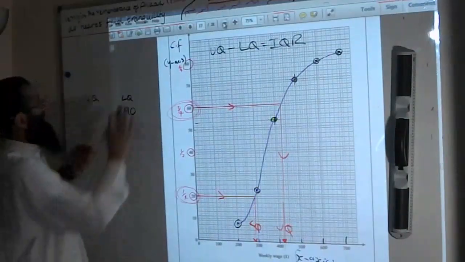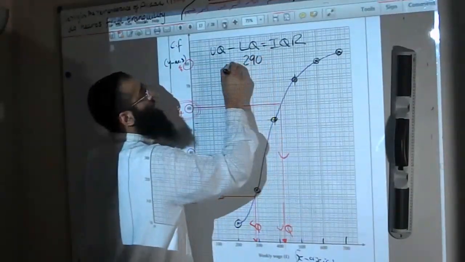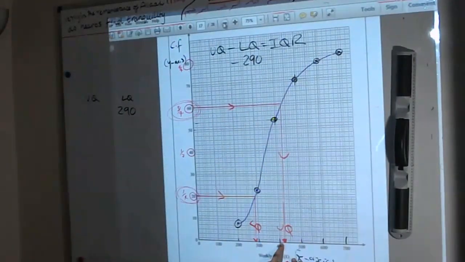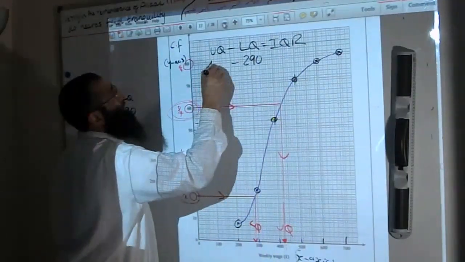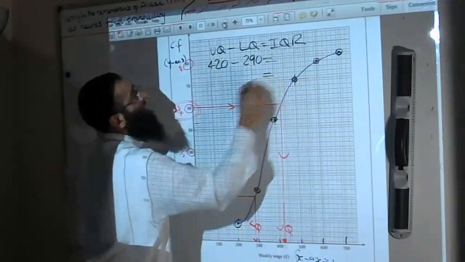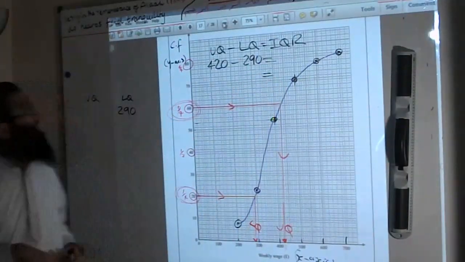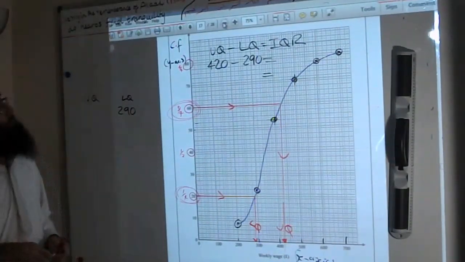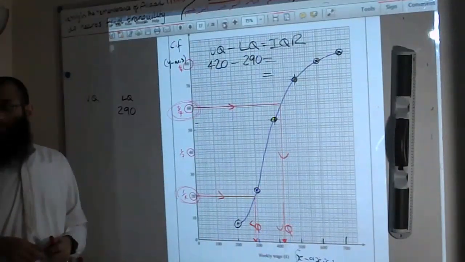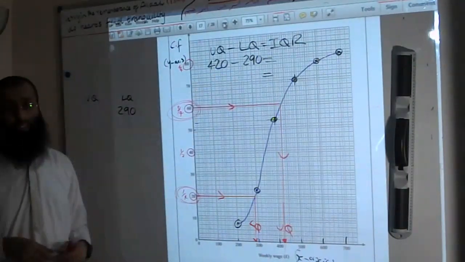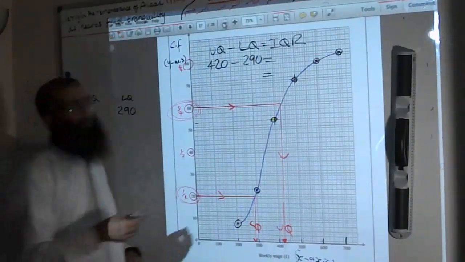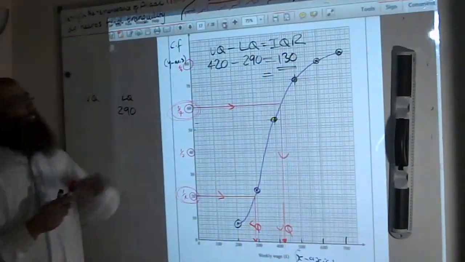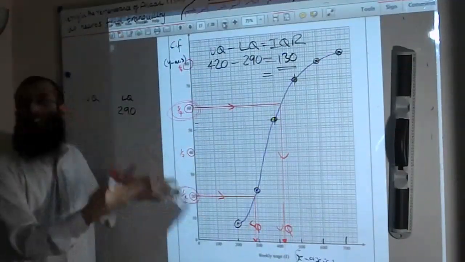So the lower quartile, we just said that's 290 roughly for my graph. The upper quartile, I'm looking at this now, 400, 410, 420 roughly. Okay, right. So 420 minus 290 will give us an answer of, come on folks, what's 420 minus 290? 150. It's 130. Okay, 130 is the answer to my particular graph that I've drawn, given the accuracy of my graph.